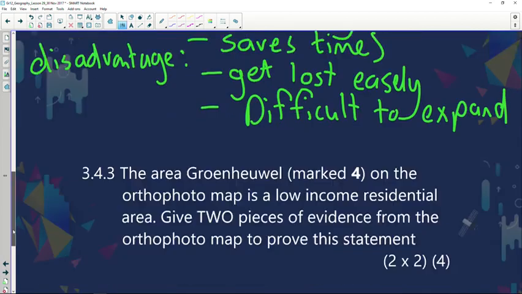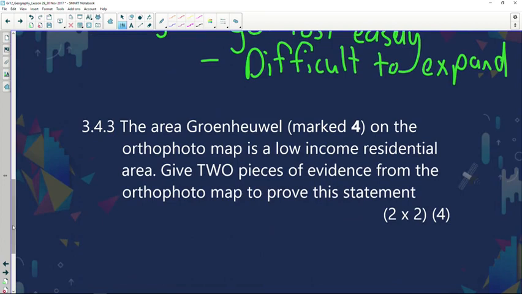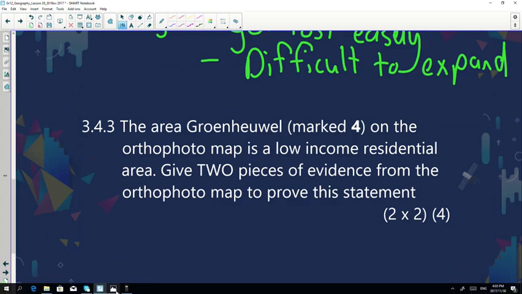Now if you look at our next question, 3.4.3, the area Groenheuwel marked 4 in the orthophoto, that we just have a look at, is a low-income residential area. Give 2 pieces of evidence from the orthophoto map to prove the statement. Now let's go to the orthophoto.